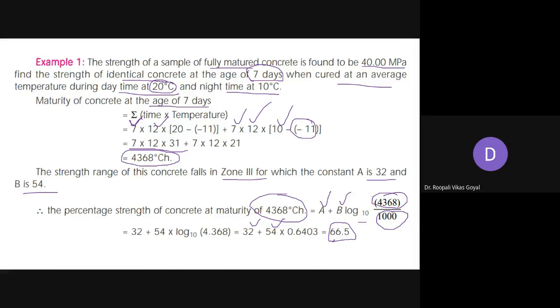So you can find out the strength of concrete in early days, after 7 days. Similarly, this maturity concept may be very useful to find out the percentage strength of identical concrete as compared to fully matured concrete. So that is the use, and this maturity tells the importance of temperature during the curing period.